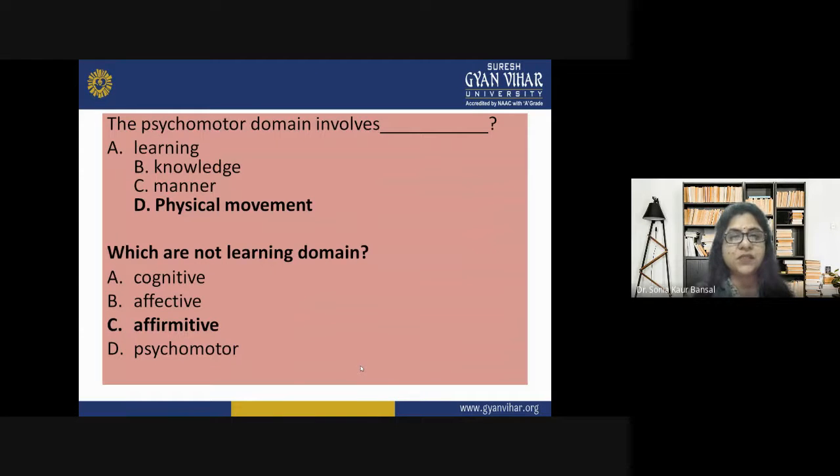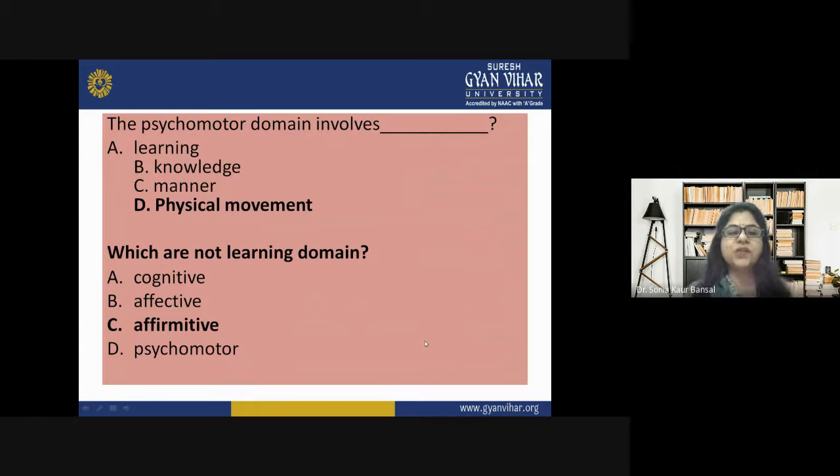Now, students, this is the MCQ time, and I really believe that you will be giving answers one by one and putting them in my comment box as well. So, the first question: the psychomotor domain involves learning knowledge, manner, or physical movement? The correct answer is physical movement, because the psychomotor domain is defined as involving the physical movement itself.